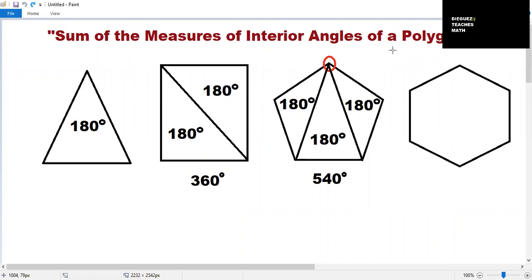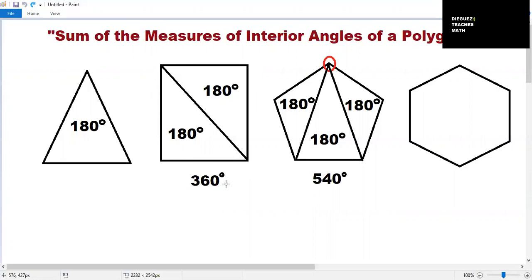Today I want to talk to you about the sum of the measures of interior angles of a polygon. So to begin, I want to talk to you about the measures of the angles in a triangle. We already know that in a triangle, when we add the three angles, it gives us a total of 180 degrees. We also should remember that in a square or any four-sided polygon, the measures of the four angles add up to 360 degrees.